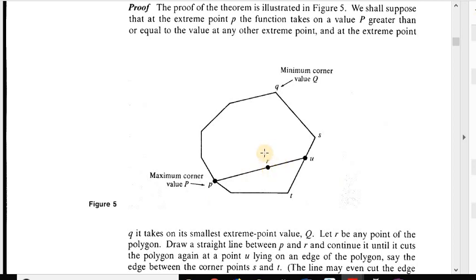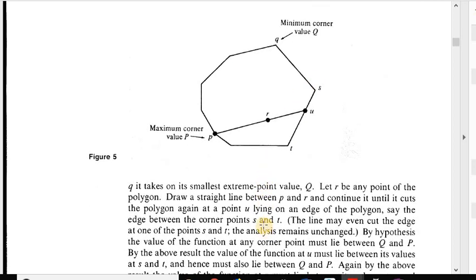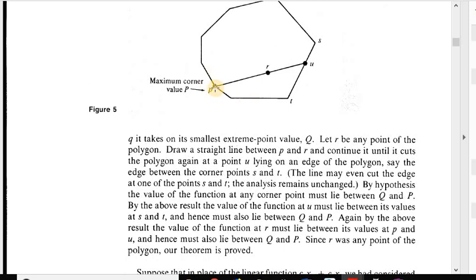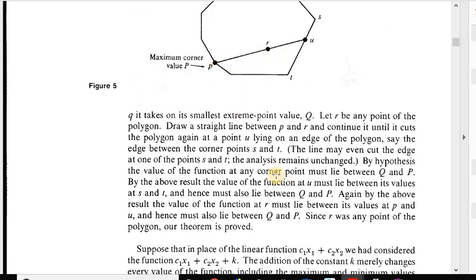And since R was any point within the convex region, P must be the maximum value for the entire convex region. All right. You can read through the proof more carefully, but that's the idea. That once you choose the maximum corner point, join it to any other point, and then do this two-step argument to show that, in fact, the value at R must be less than or equal to the value at P.